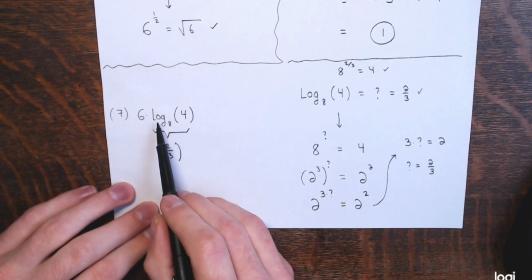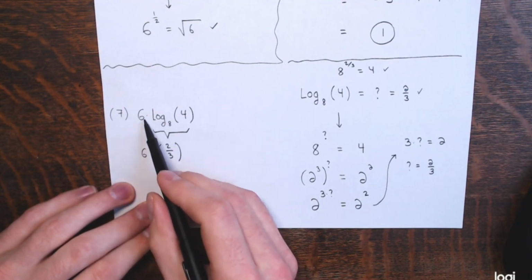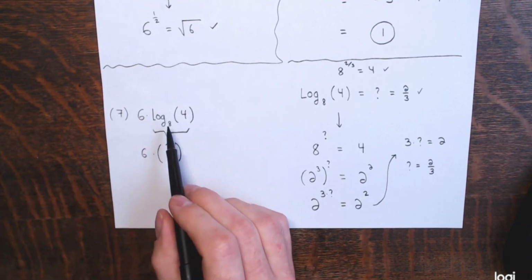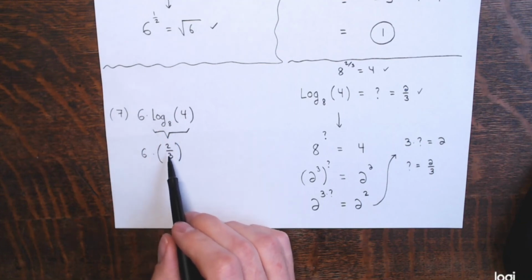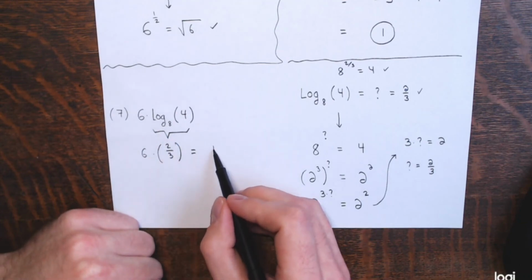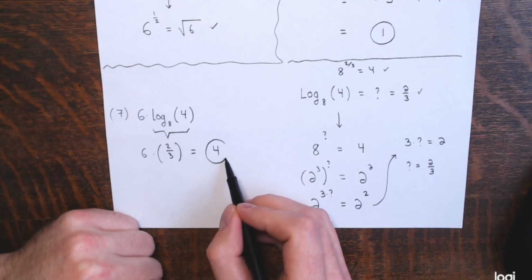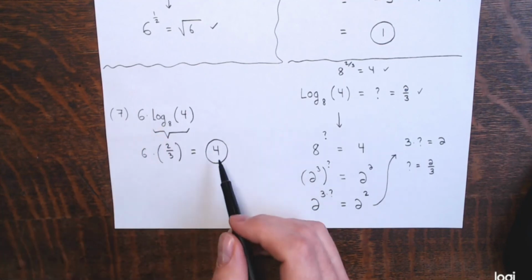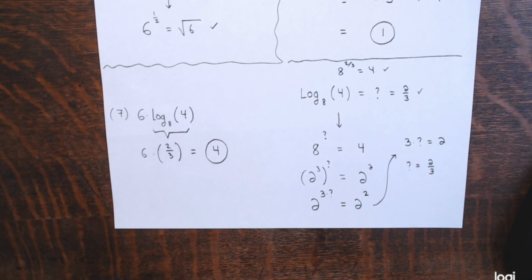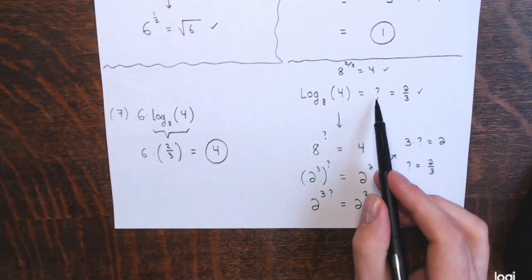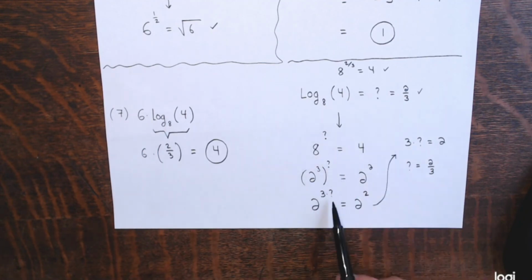And then don't forget we have times 6. We have 6 times this logarithm. 6 times 2/3 would be 4. So the final value of this expression, 6 times the log base 8 of 4, is 4. Great. But yeah, that was a little trickier. And if you don't want to call it question mark, you can call it x or y, and then solve for y, instead of solving for question mark. But whatever. As long as you understand what happened here, that's all that matters.